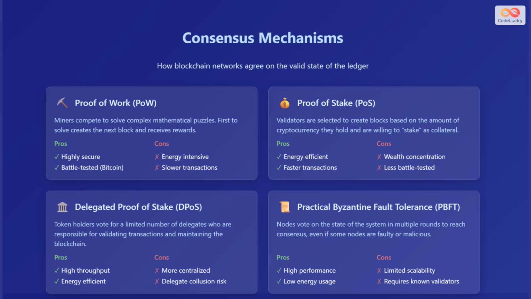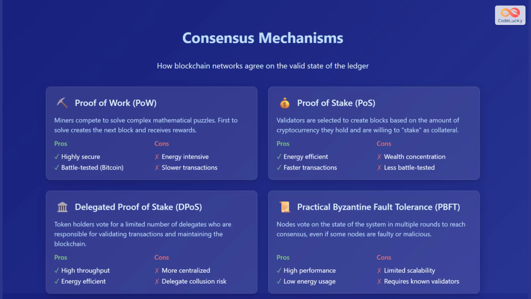Next is proof of stake. In proof of stake, validators are selected to create blocks based on the amount of cryptocurrency they hold and are willing to stake as collateral. Proof of stake is energy efficient and can provide faster transactions. However, it can lead to wealth concentration and is less battle-tested.